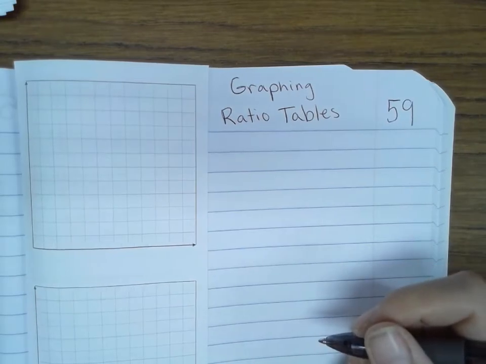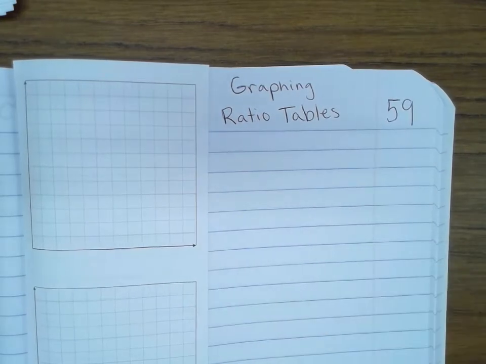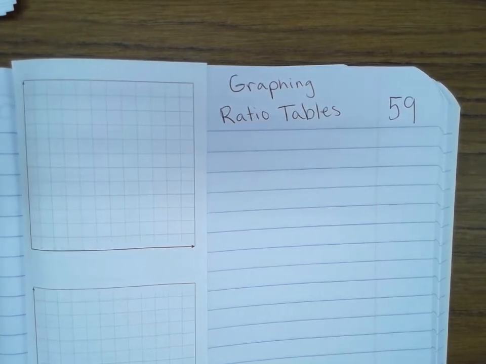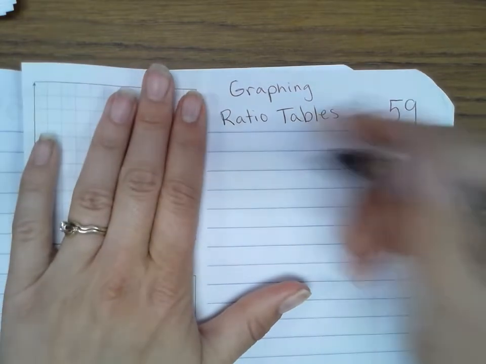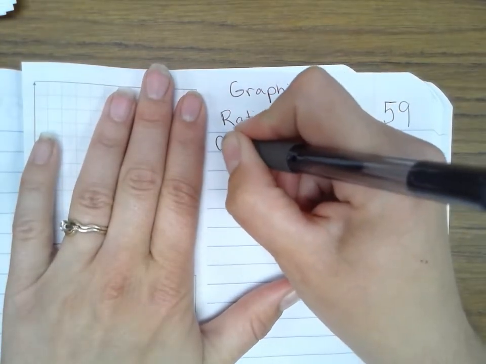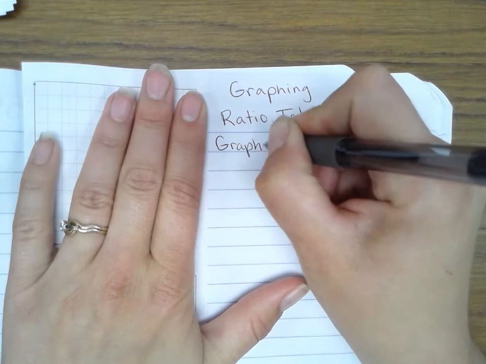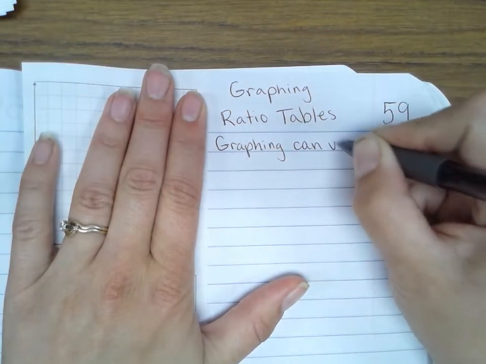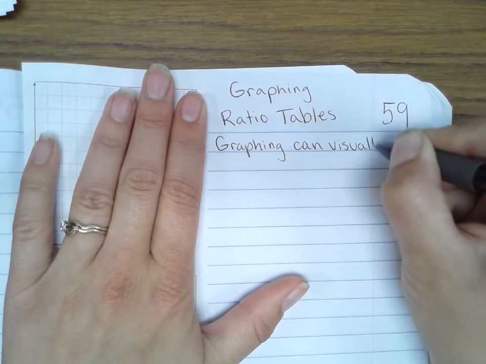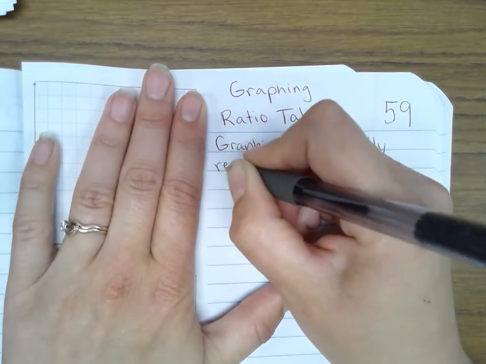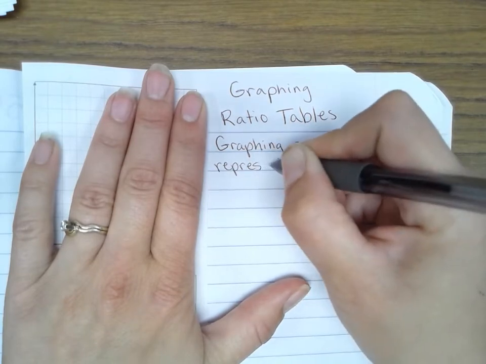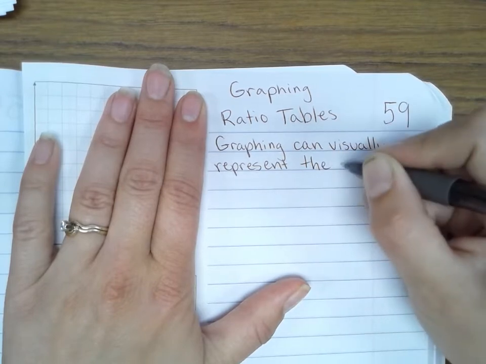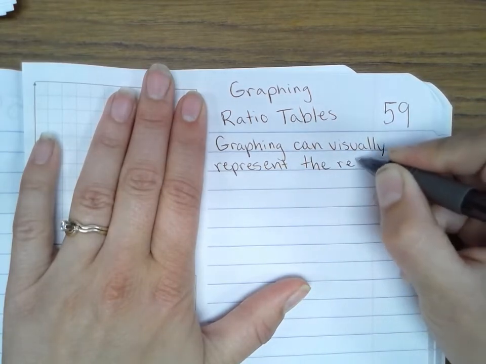Sometimes we can use graphs to help us visually represent relationships between two numbers. Okay, so I want you to write that. Graphing can visually represent the relationship between two numbers.